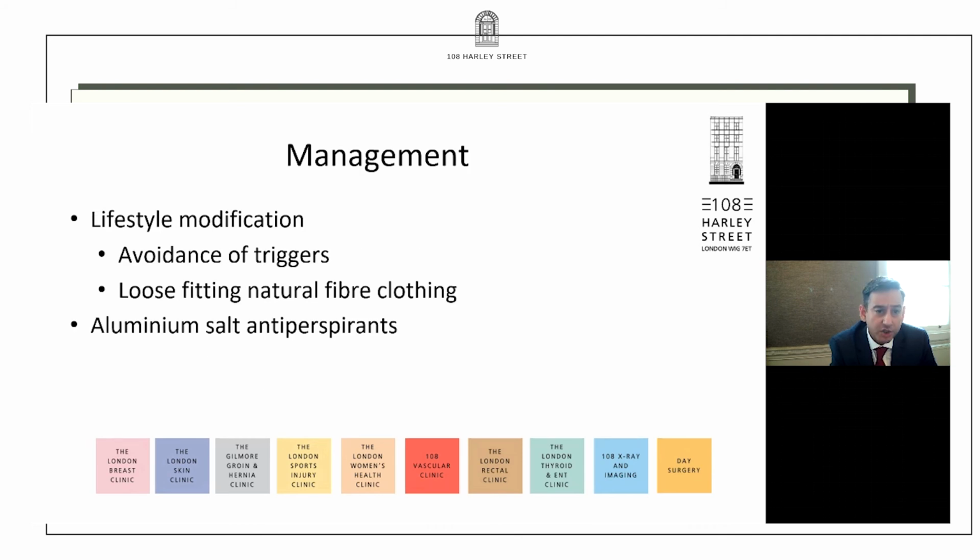For hyperhidrosis, the initial management involves lifestyle modifications, so talking to the patient about avoiding triggers and advising things like loose-fitting natural fiber clothing. There are antiperspirants available which will help with reduction of sweat, and these tend to be rich in aluminium salt. The idea is that they reduce sweat production within the glands themselves, and there are higher strength antiperspirants available on prescription, which should be trialed in the first instance.